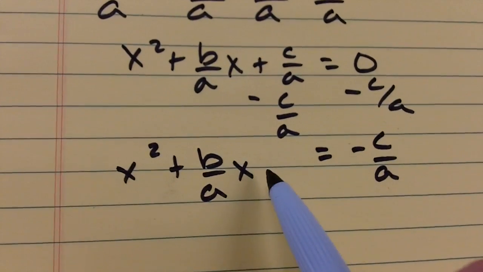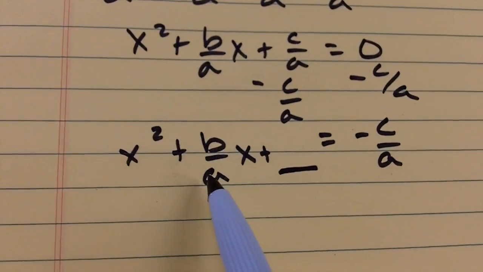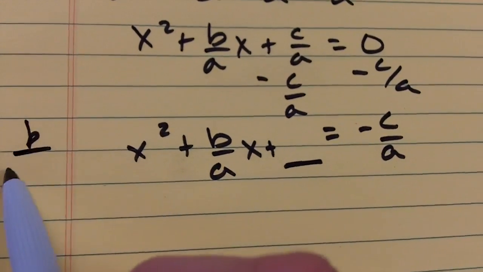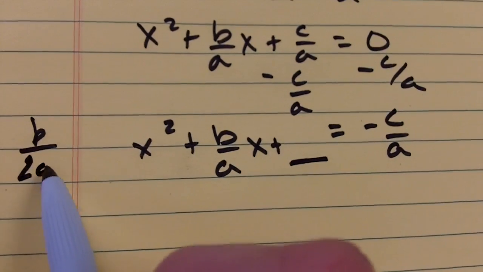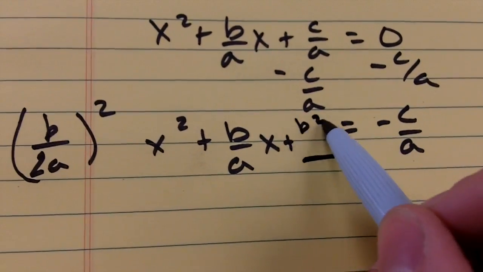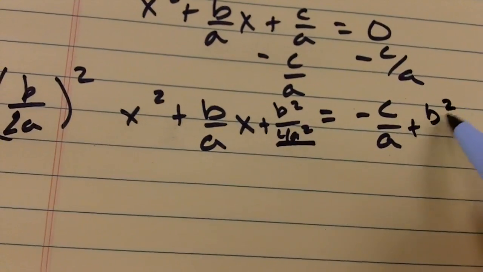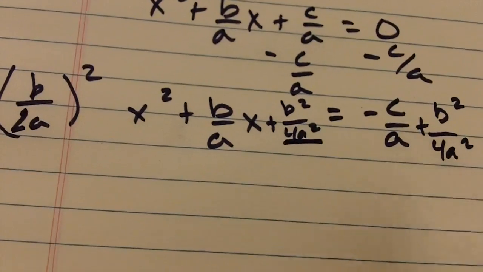Okay, next thing I want to do is complete the square. I want to figure out what I add here. So I take half of this, multiply by half, b over 2a, and square it, which will give me b squared over 4a squared. And I have to add that to both sides, b squared over 4a squared.